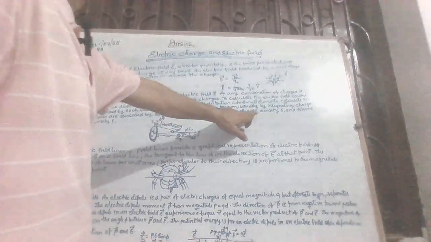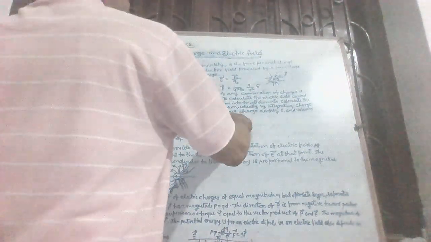Charge distributions are described by linear charge density lambda, surface charge density sigma, and volume charge density rho.